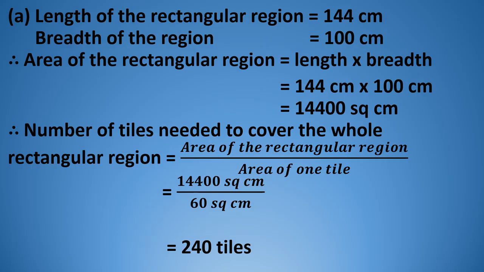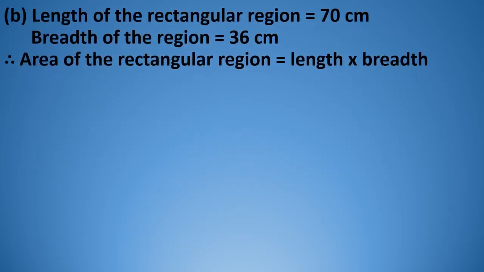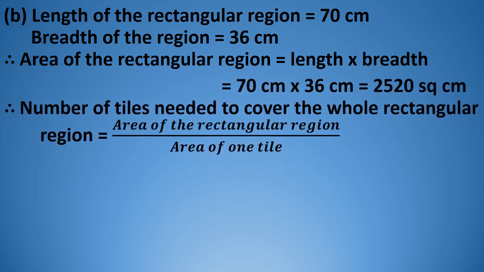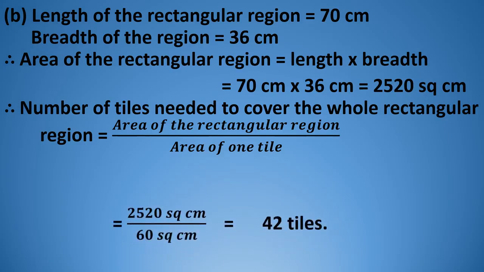Now see its B part. It is also the same. Now only the length and breadth of the rectangular region is different. Area of the tile will remain the same. So now the area of the rectangular region is 2520 square centimeter. So the number of tiles needed is 2520 square centimeter divided by 60 square centimeter, 42 tiles. Okay.